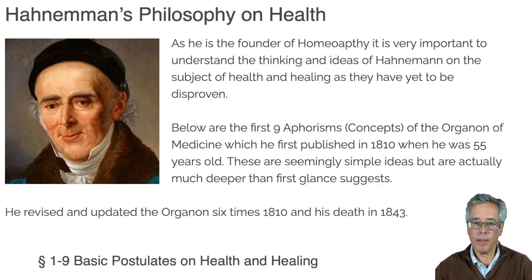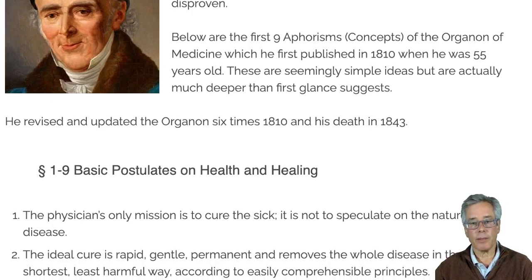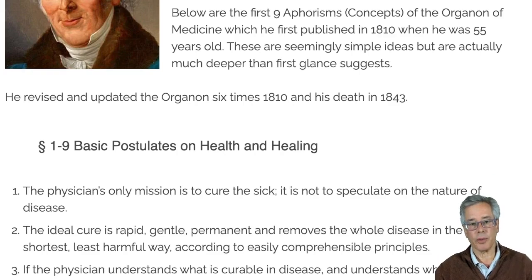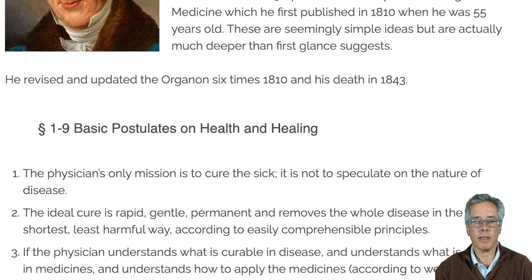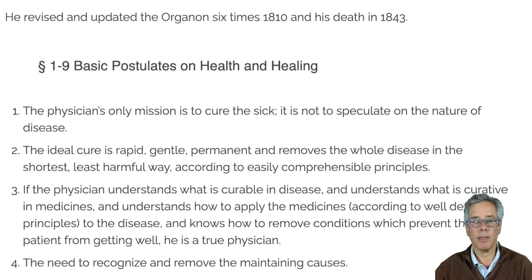And these thoughts on health and healing have really yet to be disproven because they are part of nature. They are the natural way in which we heal and recover. So I've written out some of the first 5 concepts known as aphorisms of his treatise of homeopathy called the Organon of Medicine, which was published in 1810 when he was 55 years old. So these simple ideas that he proposes are actually much deeper than first glance suggest. And just a quick note, he revised the Organon of Medicine 6 times between 1810 and his death in 1843.